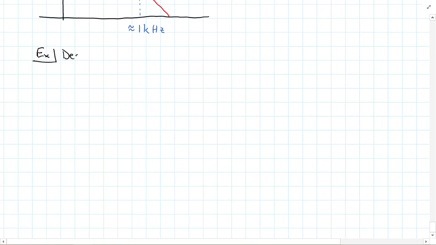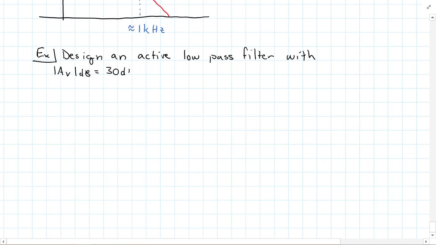Let's design an active low pass filter with the magnitude of the gain in decibels being 30 decibels and the cutoff frequency being, oh, let's just pick 14 kilohertz.